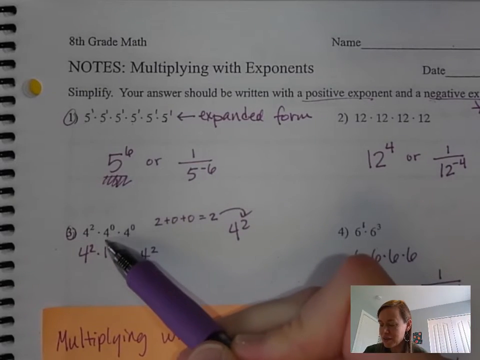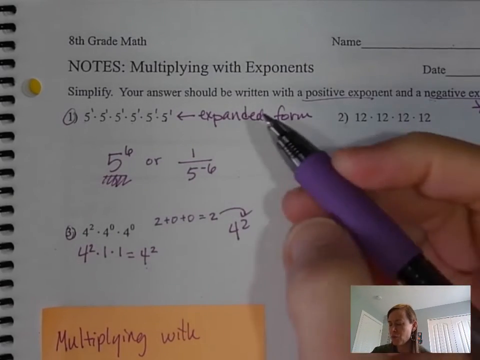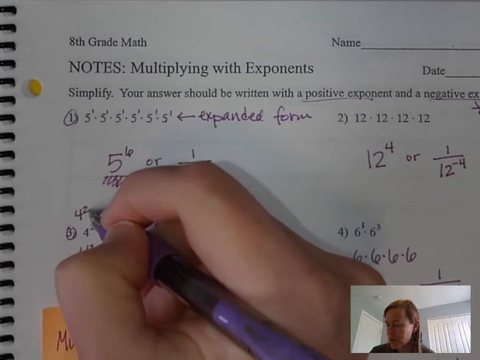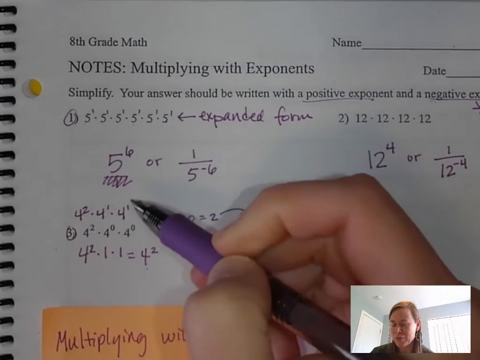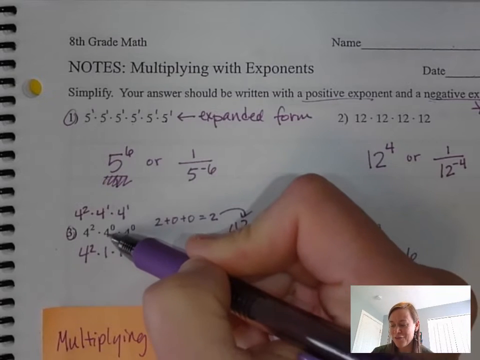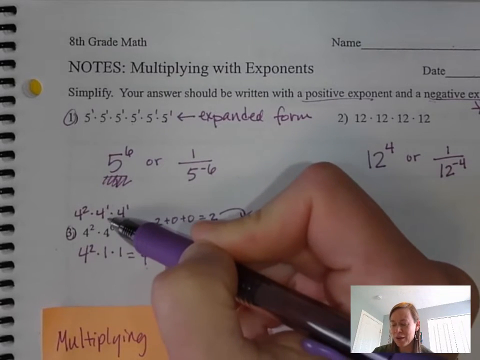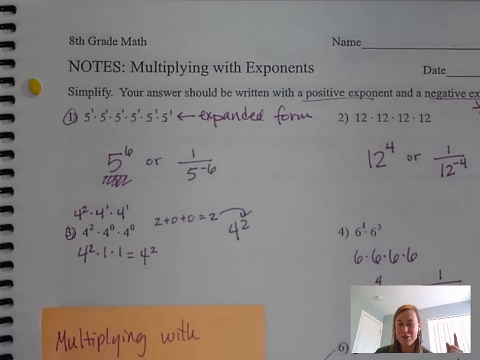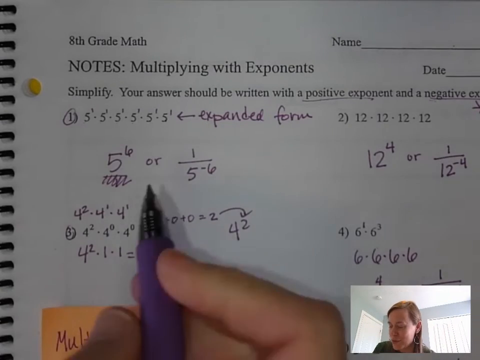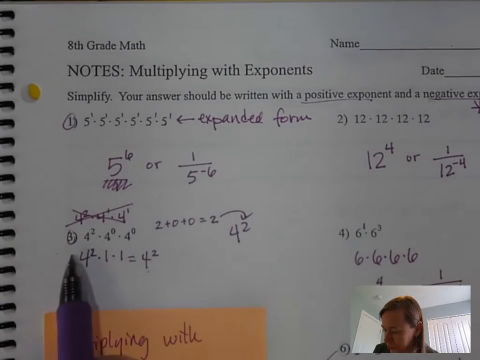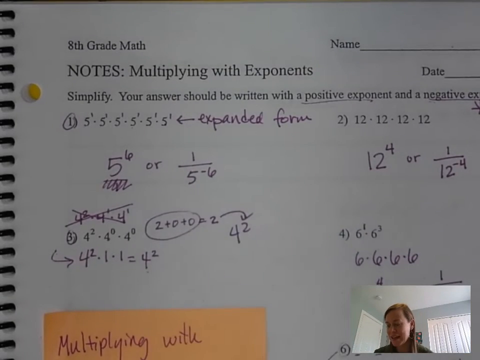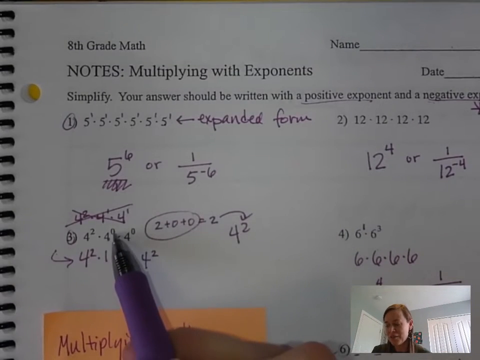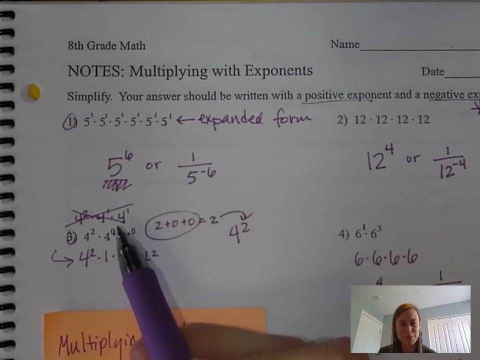Here's what I don't want you to do. I don't want you to think, okay, 4 to the 0 power is 1, so I'm just going to rewrite this as this. Okay, what's wrong with this? You're thinking 4 to the 0 power is 1, but you're writing it as 4 to the first power, which is something different. So don't do it like this. You can rewrite it like this, or you can just add the exponents like that, but don't make a 4 to the 0 power into a 4 to the first power.